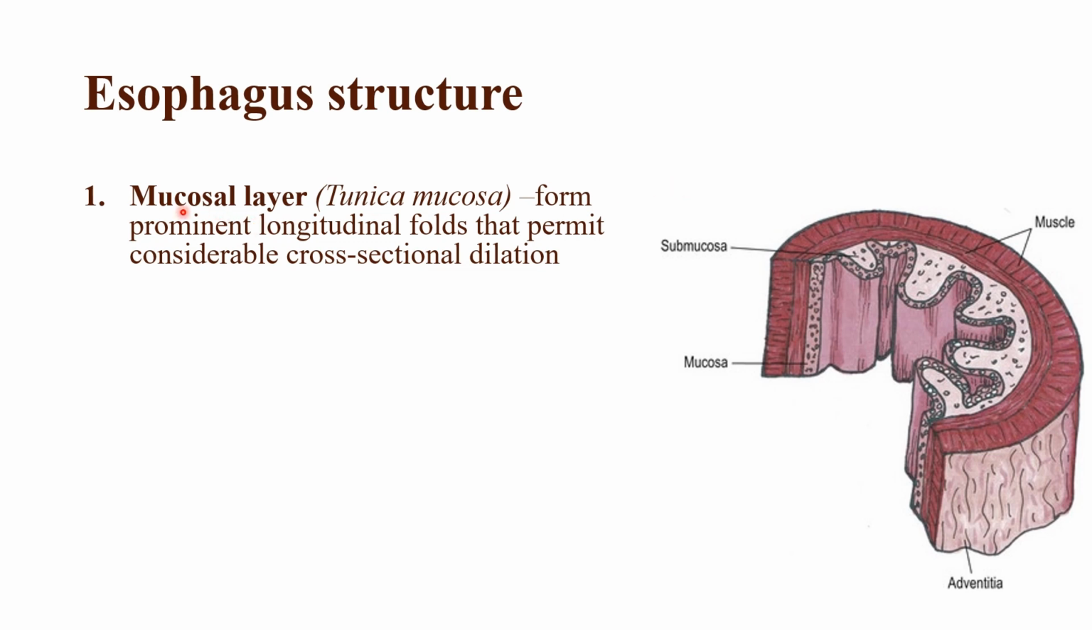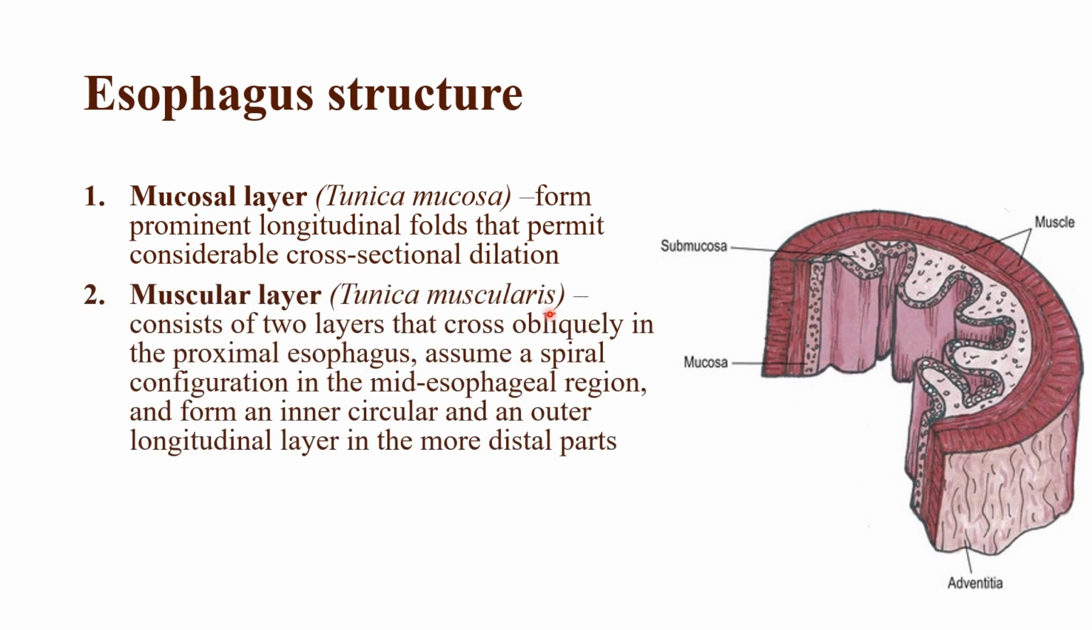So first we have the mucosal layer, tunica mucosa, that forms longitudinal folds that actually permit dilation. As I already mentioned, it's important for the esophagus to be flexible and adapt to the feed that is passing through it. So that's the mucosal layer element that helps this be accomplished.